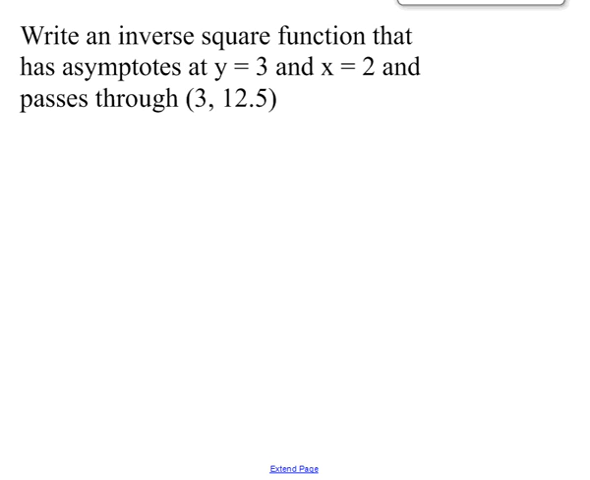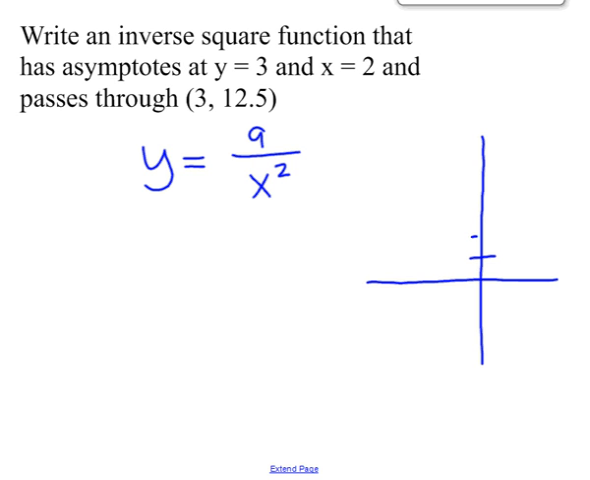All right, so this says write an inverse square function that has an asymptote of y equals 3 and x equals 2 and passes through the point 3, 12.5. Okay, so if it's an inverse squared function, here is my parent graph. If I know it has a horizontal asymptote of y equals 3, that means my graph has been moved up 3 units. If it has a vertical asymptote at x equals 2, that means inside the function here, it is going to be moved 2 units over.